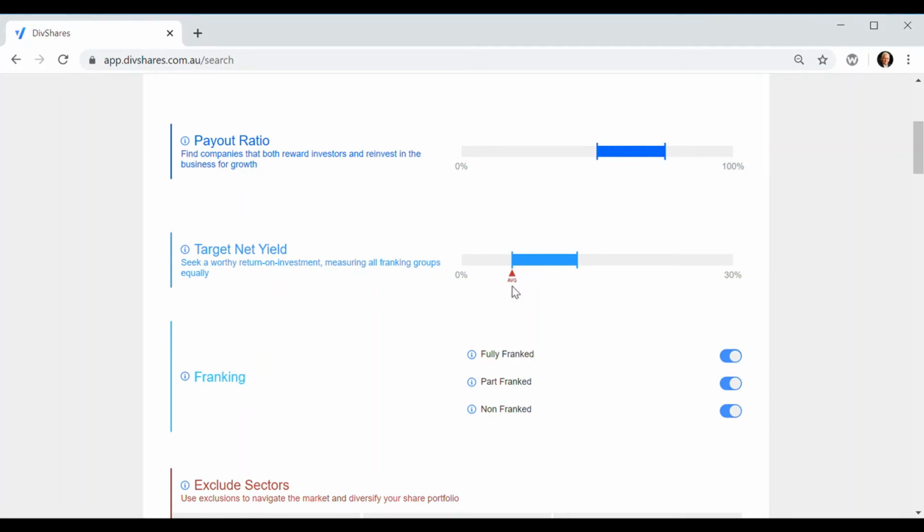Below the slider is a red pointer, indicating average net yield for all companies that have paid dividends over the past year. Move the minimum yield to market average or just below. Set the maximum yield, say to 12, to reject companies reporting yields that are too good to be true, likely to be unsustainable over the long term.